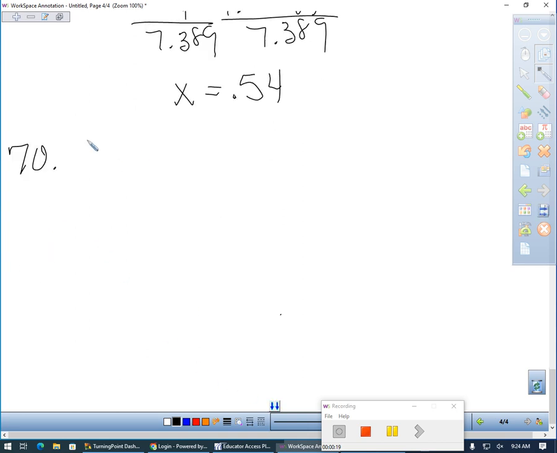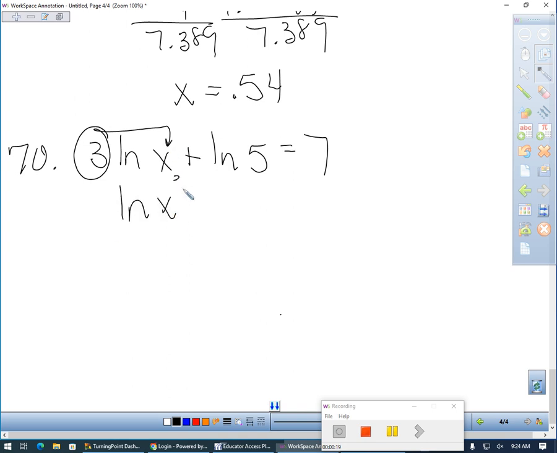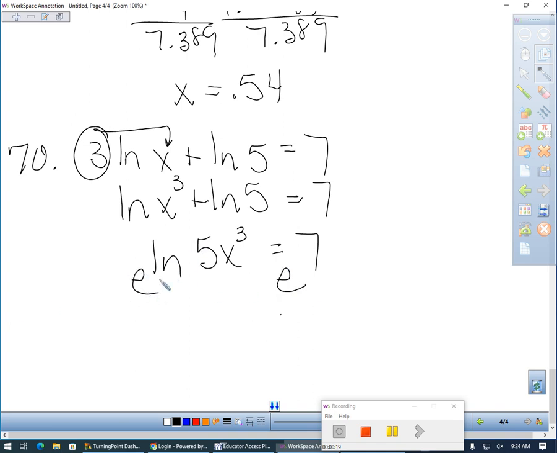For number 70, we have 3 natural log x plus natural log 5 equals 7. Again, we're going to go ahead and move this 3 to the exponent of x. So I have the natural log of x to the third plus the natural log of 5 equals 7. In the log world, when we add, we really multiply. So that's the natural log of 5x to the third equals 7. To get rid of natural log, again, we take it from e. E and natural log cancel.